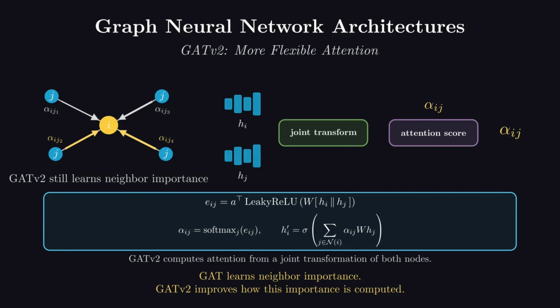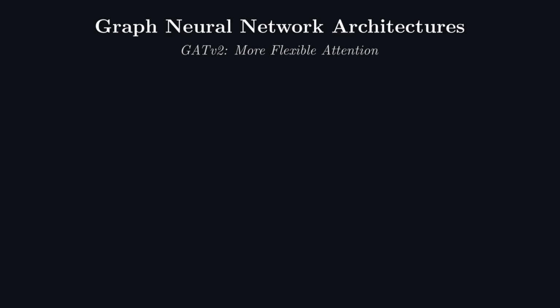Then alpha ij is computed using a softmax over all neighbors j. The softmax converts raw scores into normalized attention weights. Finally, h'_i is computed as a weighted sum of transformed neighbor features. Each neighbor feature Wh_j is multiplied by its attention weight alpha ij. So the intuition is, GATv2 still learns which neighbors matter, but it uses a more flexible scoring function to decide this importance. In short, GAT learns attention weights. GATv2 improves how these attention weights are computed.